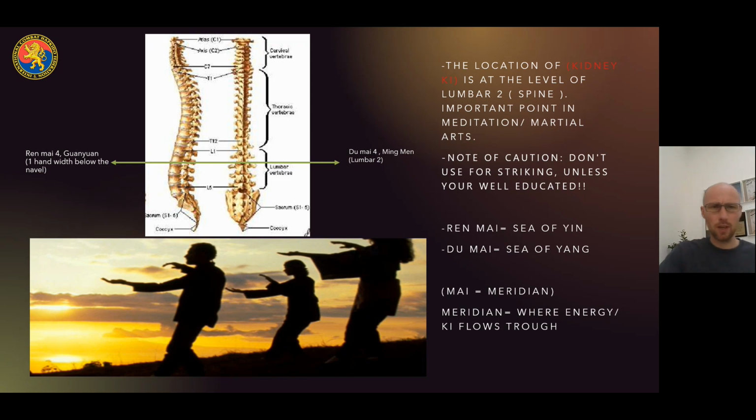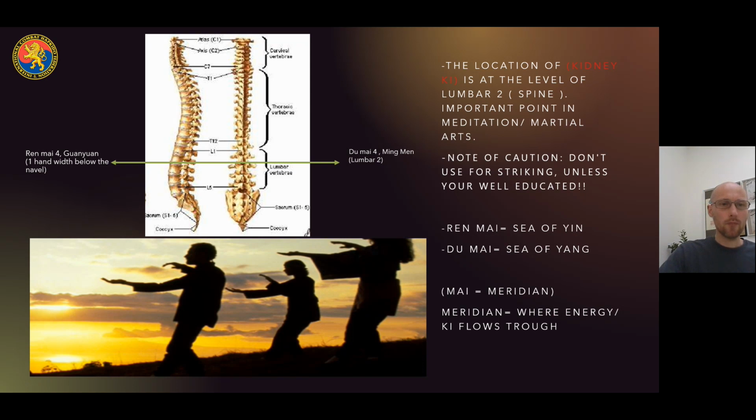When you see over here in this picture, the location of the kidney Qi is at the level of lumbar 2, of the lumbar is the spine and the lower part of the spine. And we use it for meditation or for martial arts. And I have to note that you can use it for striking, but don't use it unless you're well educated, because it can damage a lot. So I want to talk about the health benefits and not about the damaging of it.